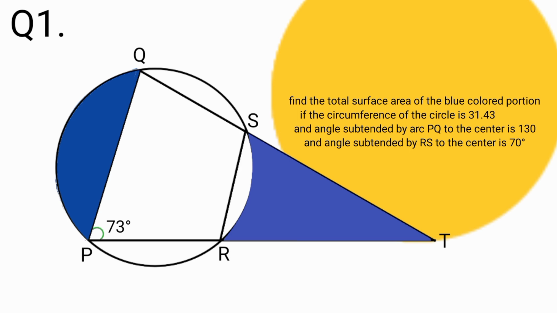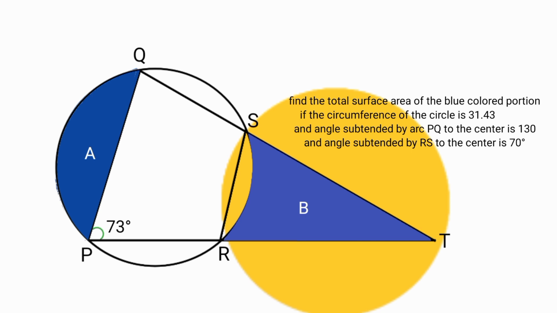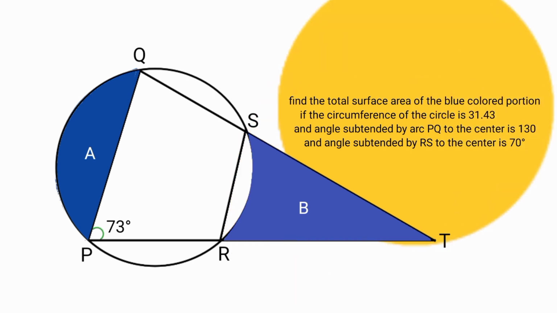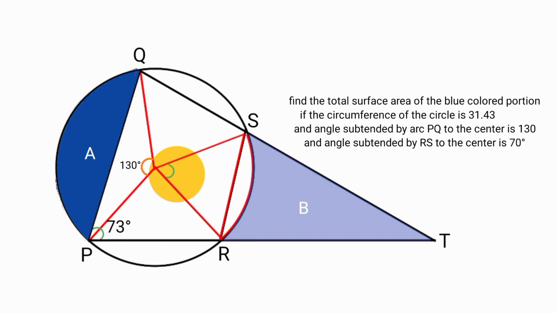We are asked to find the total surface area of the blue colored portion, which is this here and this. Let's label this A and this B. Here, the circumference of the circle is 31.43 centimeters, the angle subtended by this arc PQ to the center is 130 degrees, and the angle subtended by RS to the center is 70 degrees.